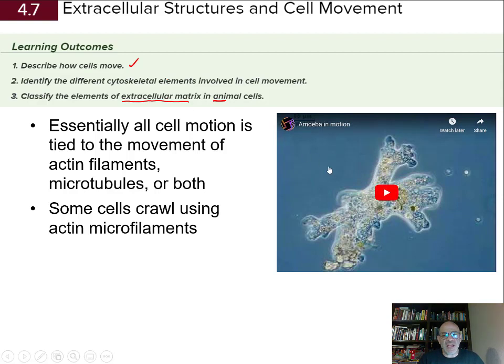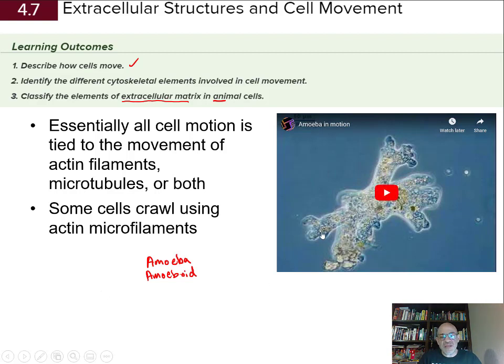So we're going to look at a cell called an amoeba. I'm going to write that down here. They're generally called amoeba, and the kind of movement that they do is called amoeboid movement. And there are other organisms besides amoebas that have this amoeboid movement. And even we have white blood cells in our bodies, part of our immune protection, that actually move in this way as well. So let's take a look at that amoeboid movement.